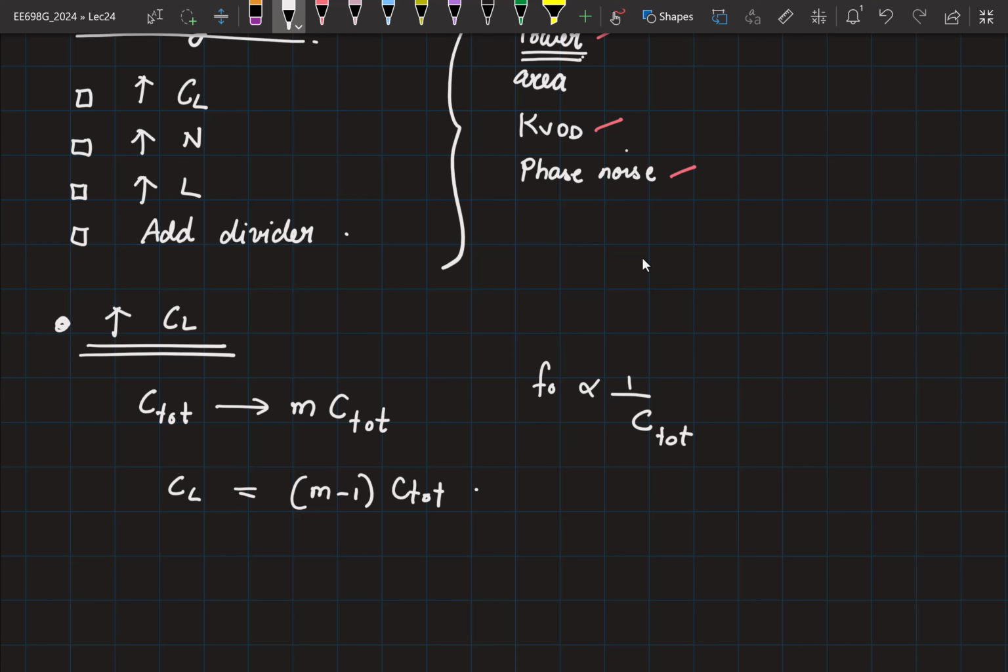Is there a quick way to recognize what is the existing C total? Because once you know that, you can add the additional capacitance. Question is clear?